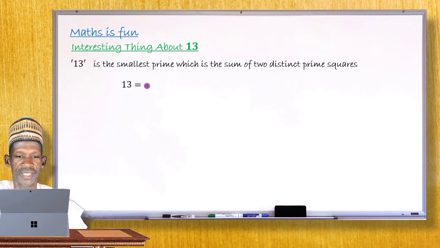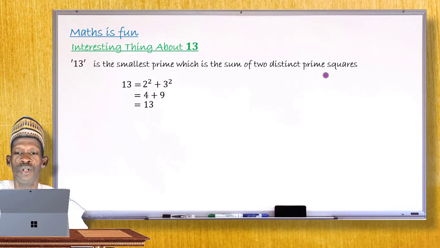Let's say the two prime numbers are both squared. So I have my 13 can be expressed as 2 raised to 2. 2 is a prime number, and 2 raised to 2 means the square of 2. 3 raised to 2 means the square of 3, and 3 is another prime number. If I now find 2 squared, it gives me 4. 3 squared gives me 9. If I add 4 and 9, it will give me my 13 back. So 13 is the smallest prime number that can be expressed as the sum of squares of two distinct prime numbers.